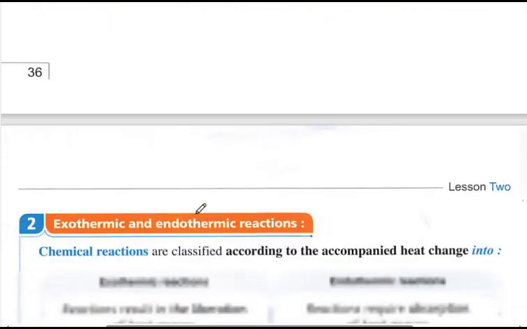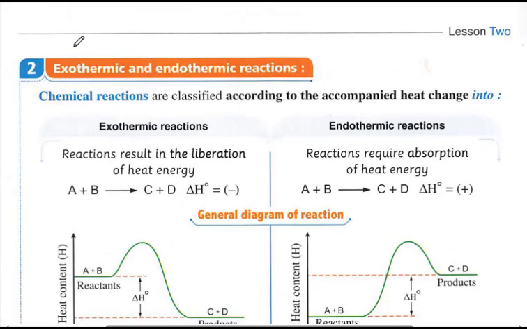So let's go to another idea. Exothermic and endothermic reactions. Exo means energy goes out from the system or from the reaction container. Endothermic means energy goes from outside the container of the reaction to inside the container of the reaction. So what is an exothermic reaction?